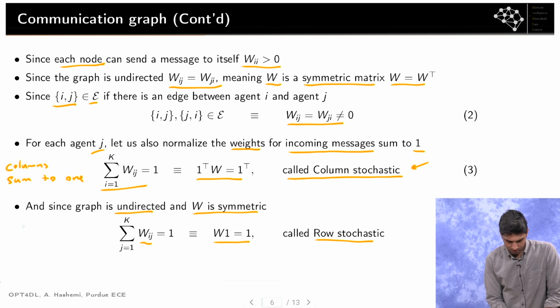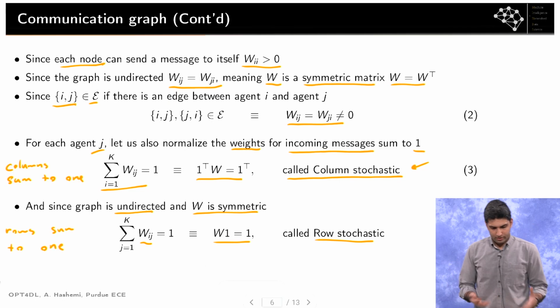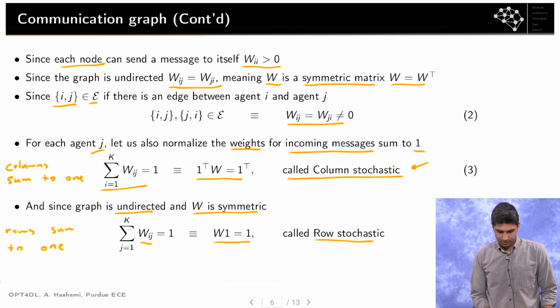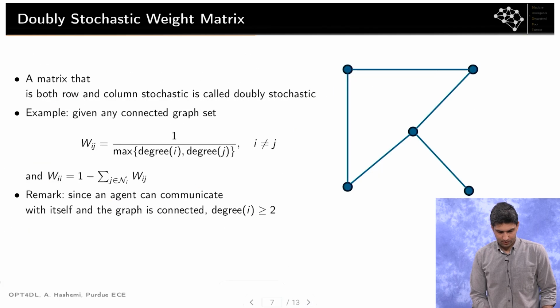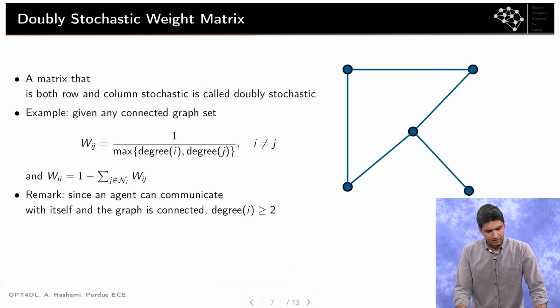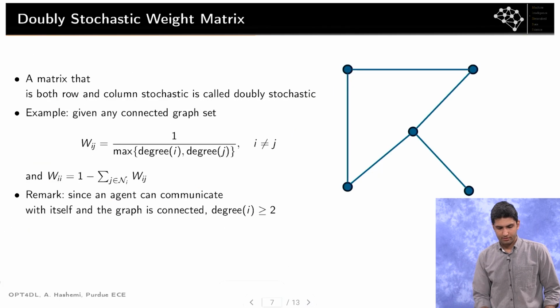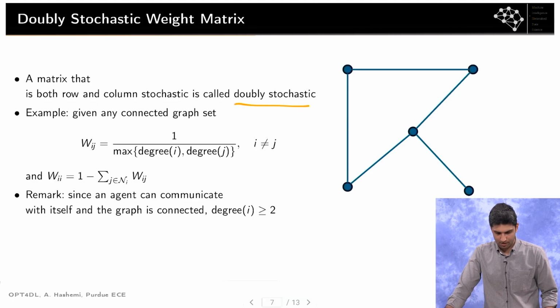The second condition means rows sum to 1. All right. So our W is both column stochastic and row stochastic. And a matrix that is both row and column stochastic is called doubly stochastic. It's just some terminology.